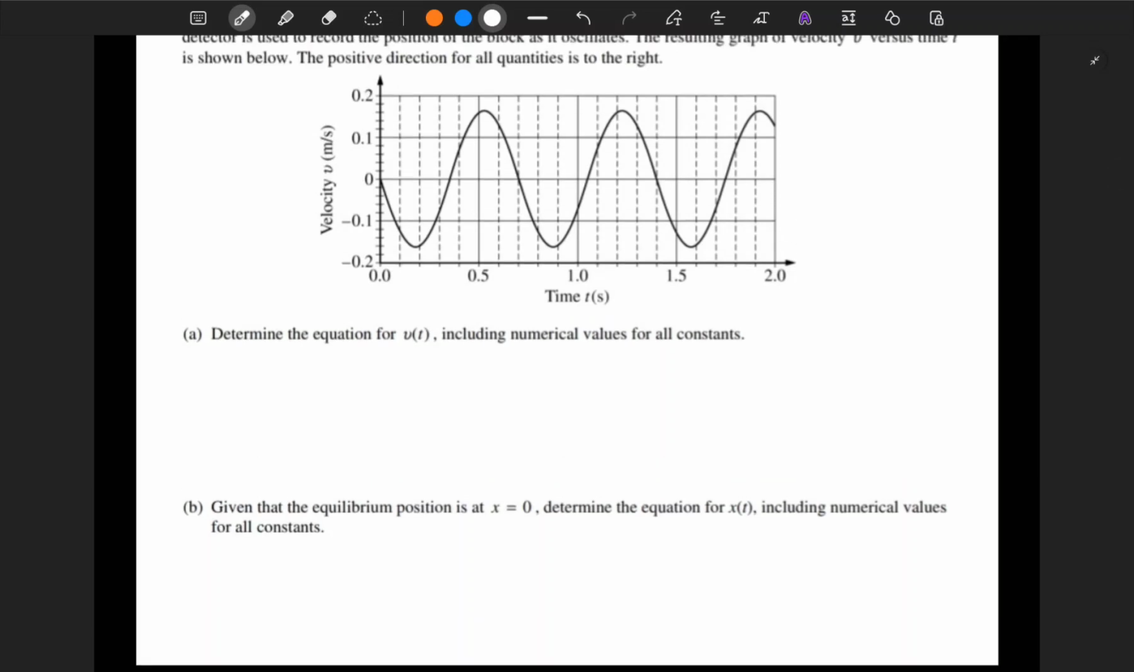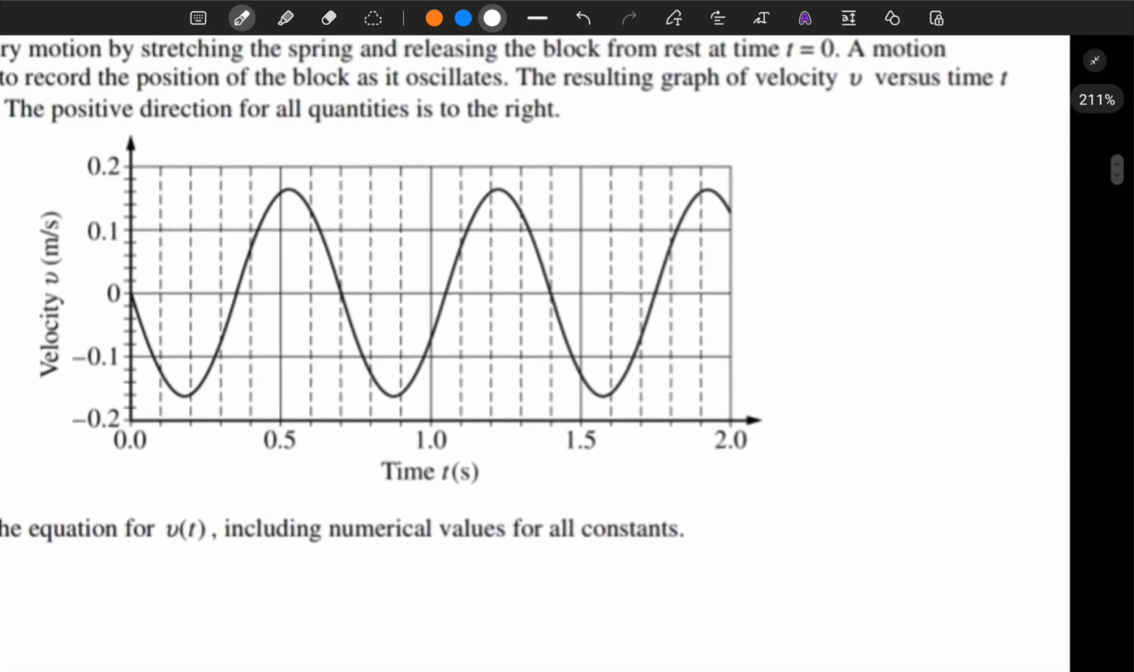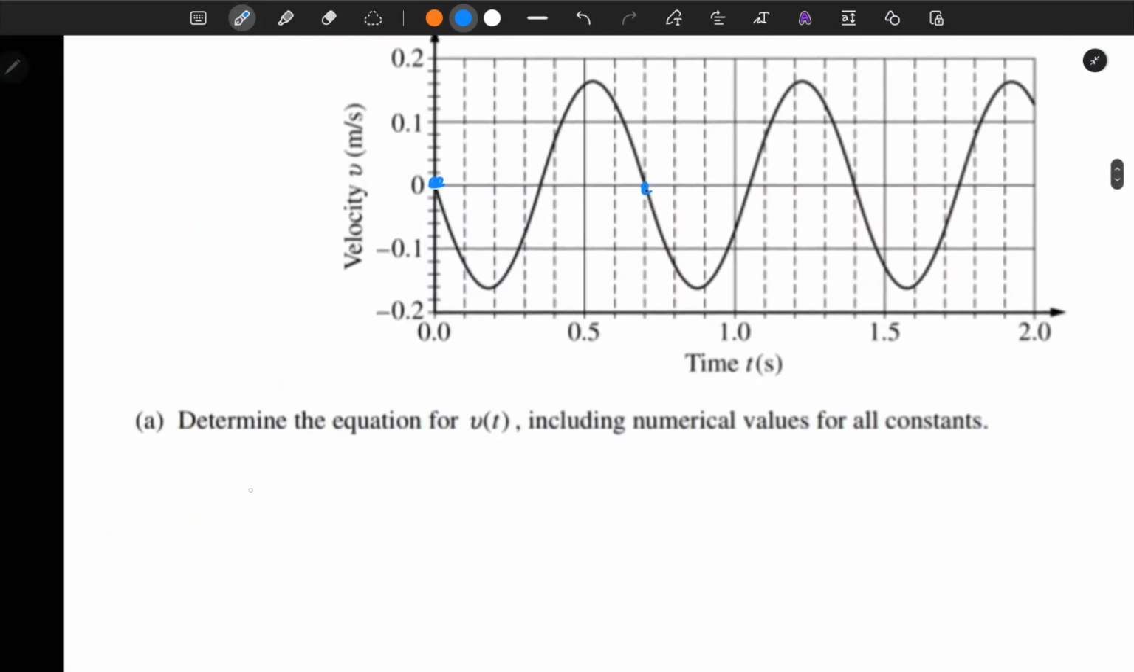Well, looking at this plot, we see that it is a trigonometric function of some kind, and it begins from its middle value at t equal to 0. It then has a period from the first blue point to the second, which is 0.7 seconds. So we know that T, the period, is equal to 0.7 seconds.